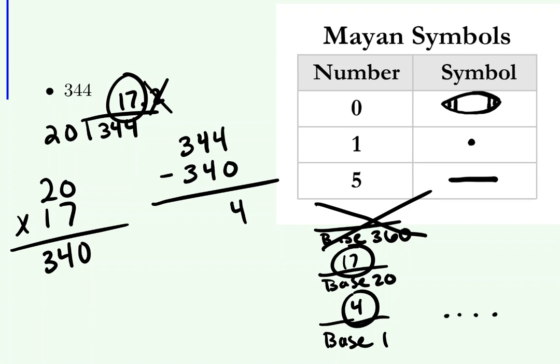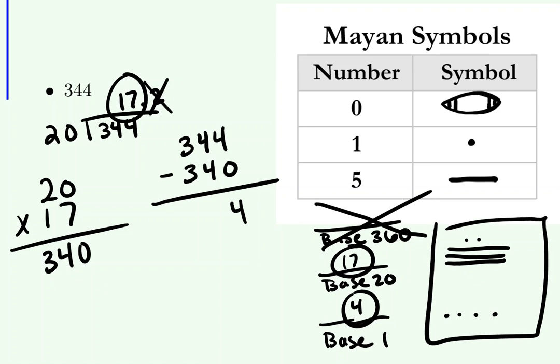1, 2, 3, 4, leave a vertical space, and then 17, 5, 10, 15, 16, 17. And that would be our answer. If we want to check our work, we could take 17 times 20 plus 4 times 1, and we would get 344, so we know that we've expressed our answer correctly.